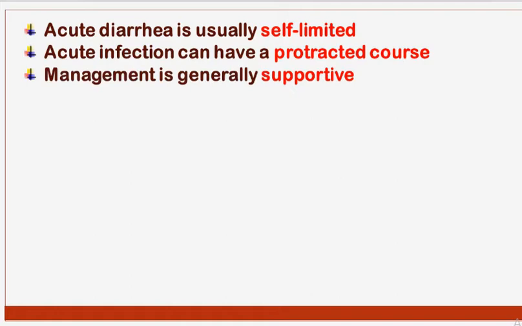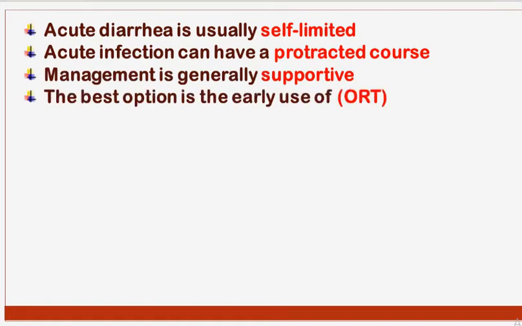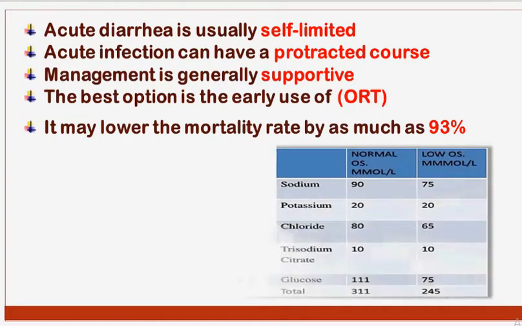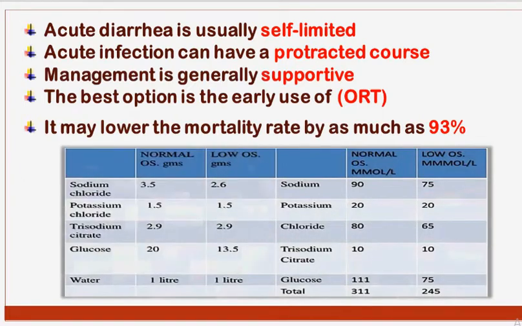So the management is generally supportive. Specific management usually is not essential. Supportive means preventing dehydration or treatment of dehydration. So the best option here is the early use of oral rehydration therapy, and we will talk in detail about it. It may lower the mortality rate by as much as 93% after introduction of ORS in the treatment of diarrhea. The mortality rate because of it decreased by 93%.